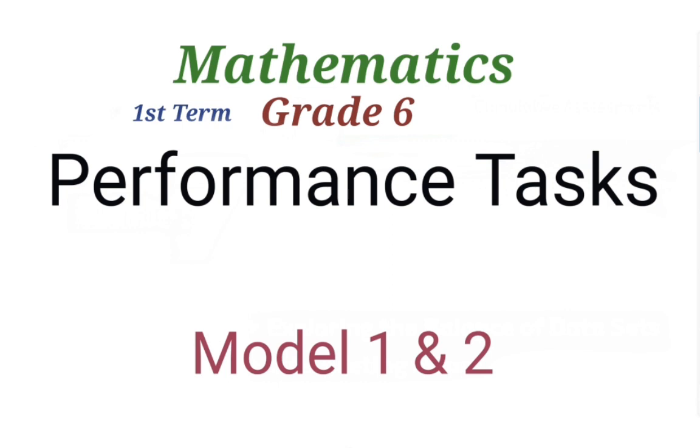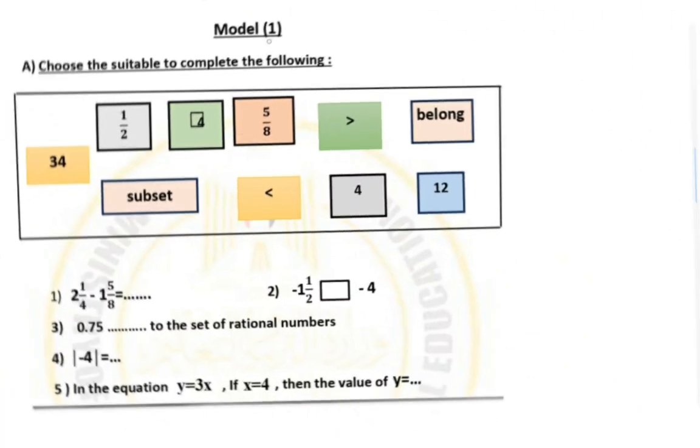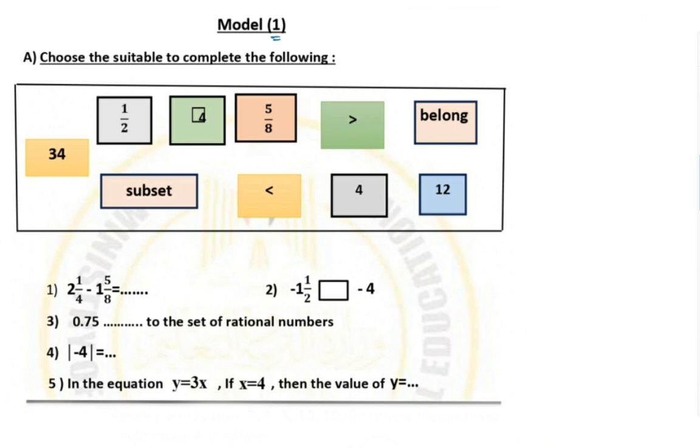Now we are solving model number 1 and 2. Let's go. Starting with model number 1, question A. Choose the suitable to complete the following. Now we have choices here, and we have 5 points to answer. For every point, I will choose one of these choices to put. Start with point number 1.